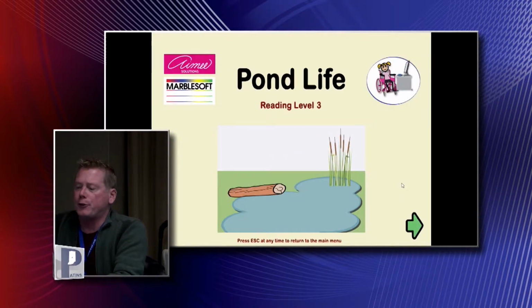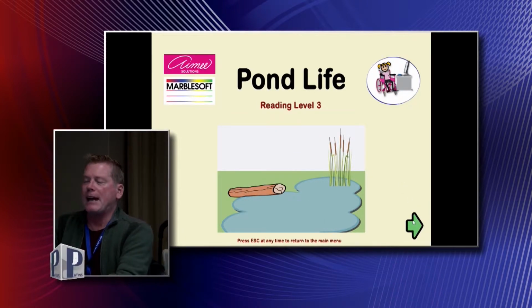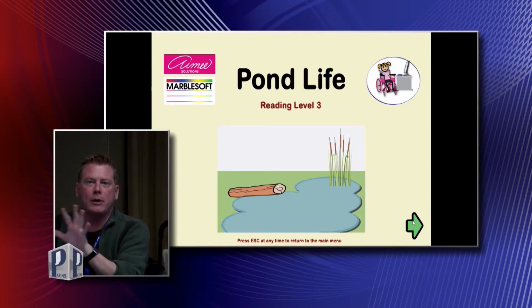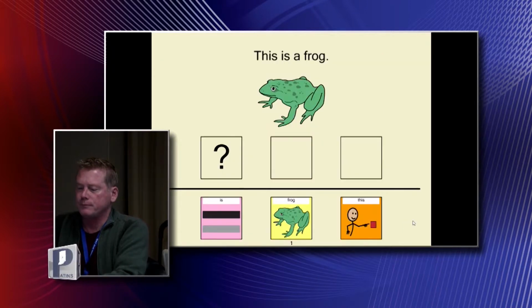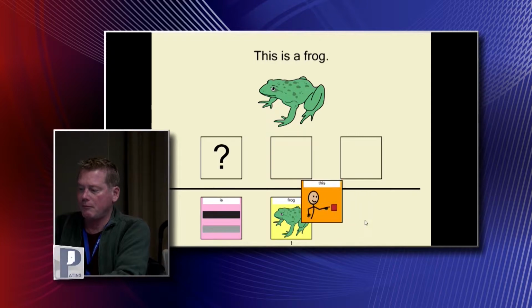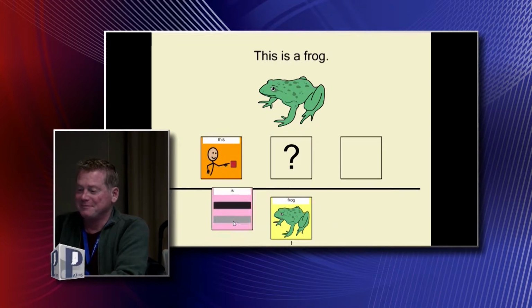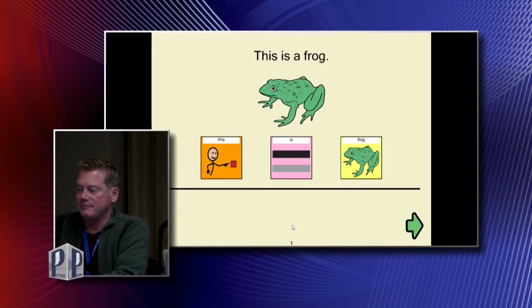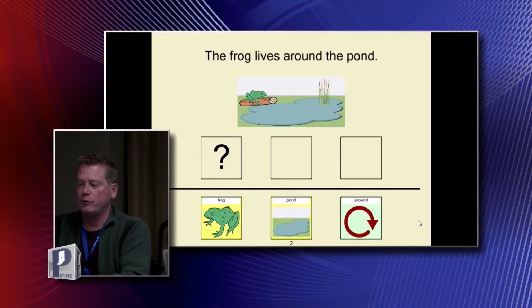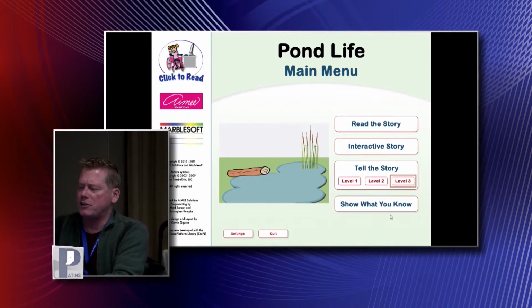And then there's level 3, where they're going to have to sequence the pictures in the correct order. This is a frog. Get it right. And then I can move forward. The frog lives around the pond. So a lot of activities centered around here.